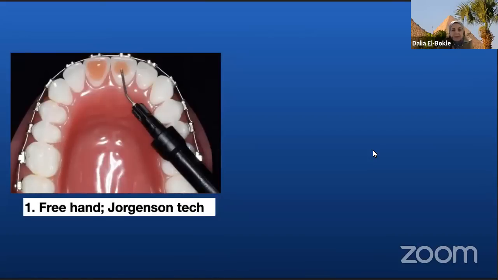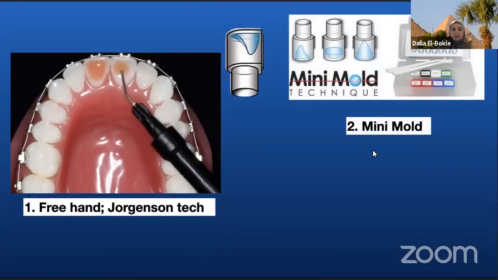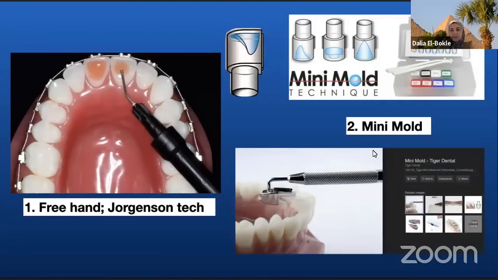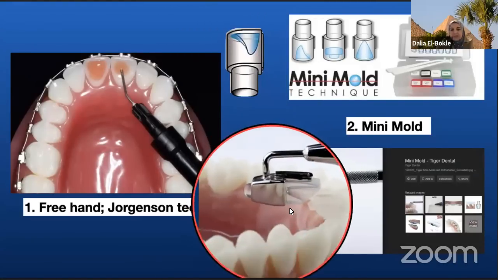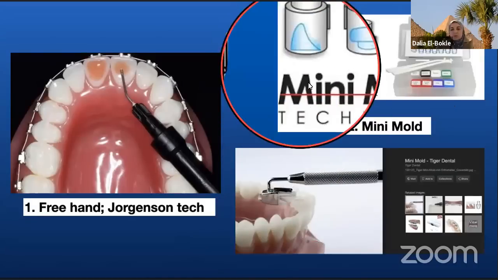This is the freehand technique that has been proposed by Jorgensen, where you can just apply it with a micro brush and shape it and then light cure. And this is the mini mold that's readily available. You can find it in different forms and shapes for different teeth and different thicknesses. And here is a nice one that's made by Tiger Dental, where you can see this angulation on the instrument that makes it even easier to use than the mini mold.